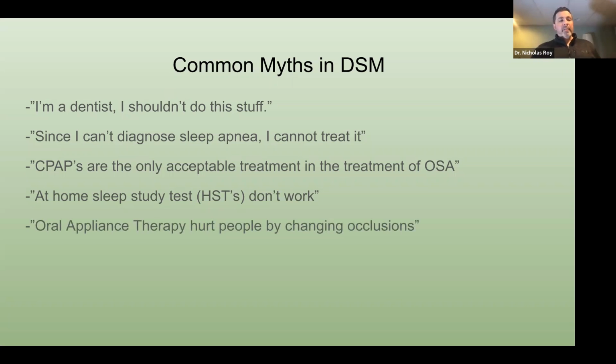Lastly, we've all heard it. Well, I don't make mandibular advancement devices because it changes people's bites.